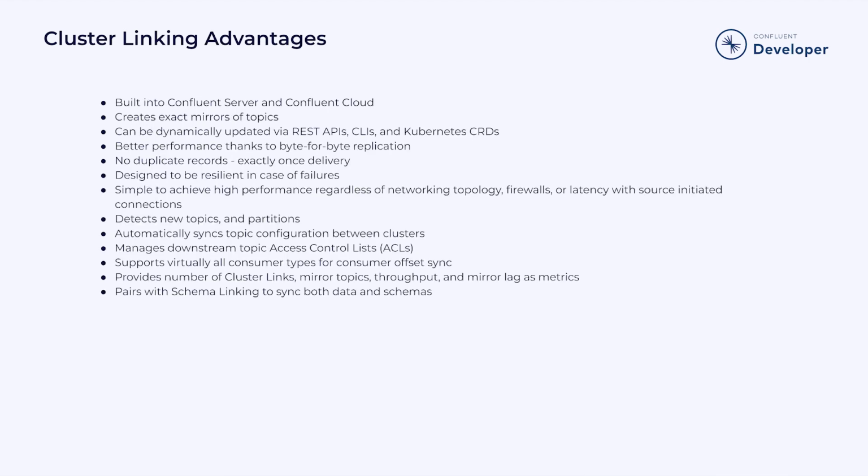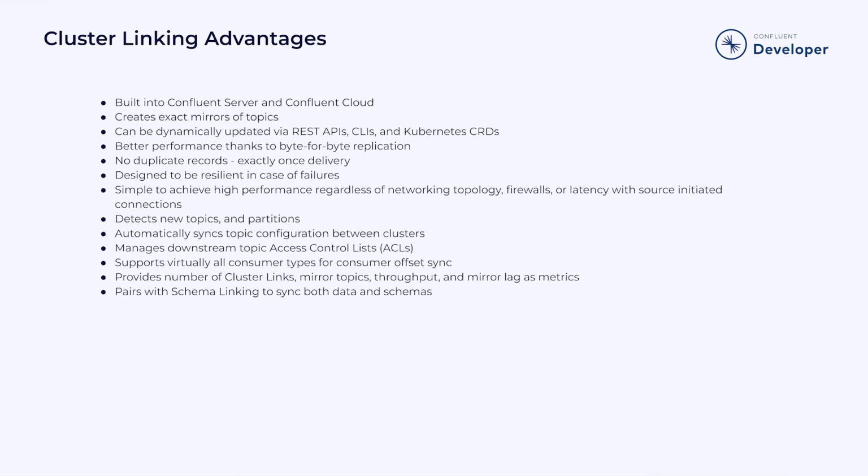Compared to other Kafka replication options, cluster linking offers these advantages. Cluster linking is built in Confluent Server or Confluent Cloud, so it does not depend on additional components, connectors, virtual machines, or custom processes. It creates exact mirrors of topics, including offsets, to enable migration and failover without worrying about offset translation or building custom tooling. Cluster linking can be dynamically updated via REST APIs, the command line interface, and Kubernetes custom resource definitions.